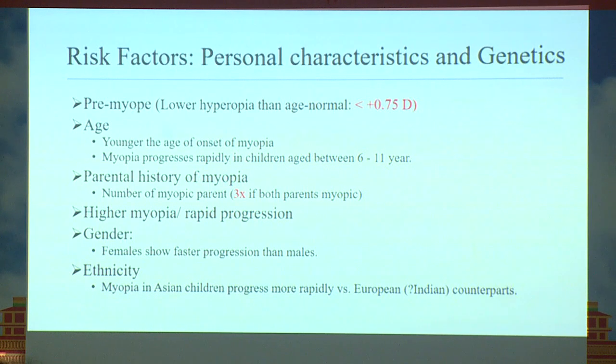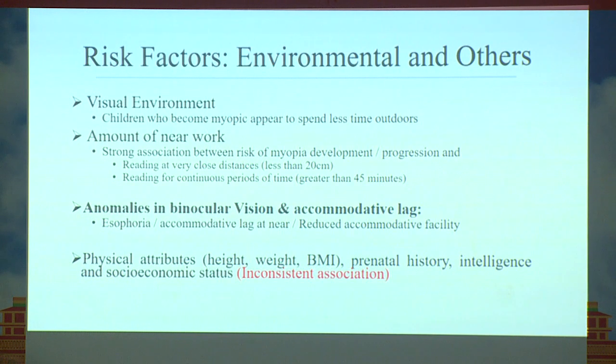There is now a defined category called pre-myopia, which essentially means that their refractive error is a lower hyperopia than the age-matched normals. For about a 6 or 7-year-old child, it's about 0.75 diopters. So a child with less hyperopia, a pre-myopic child, obviously becomes a myope. Younger age group I talked about, parental history, and progressives. Females, for not so very clear reasons, are at a higher risk for progression. And of course ethnicity: while Indians don't come into it, East Asians definitely do, so maybe we should be concerned about our northeastern regions.